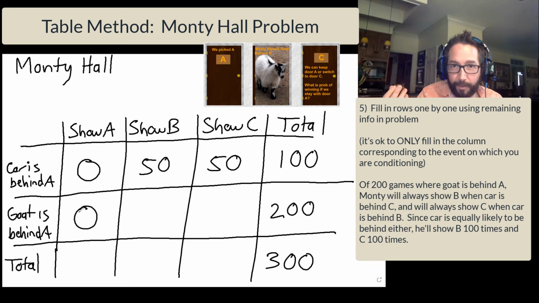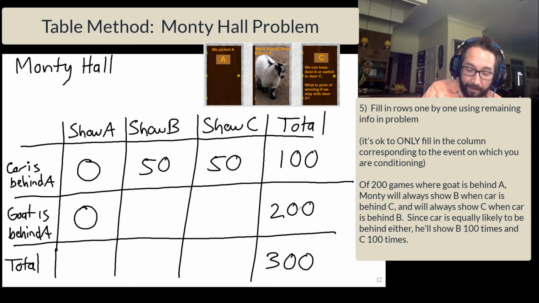He never shows what's behind the door that we originally picked. And so we have to think about, okay, well, how many of these 200 games will he show us what's behind door B or door C here? So if the goat is behind door A, well, the car is behind either door B or door C. Now, since initially the car is just placed completely at random, and Monty doesn't have a choice at this point over which door he has to show us. If the car is behind door B, he's always going to show us what's behind door C, and vice versa here.